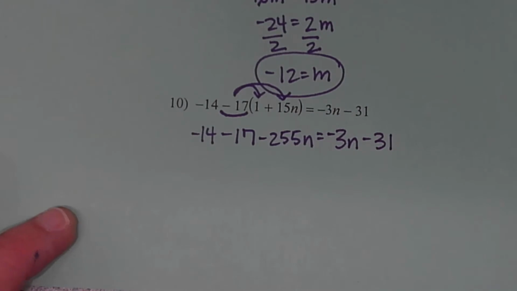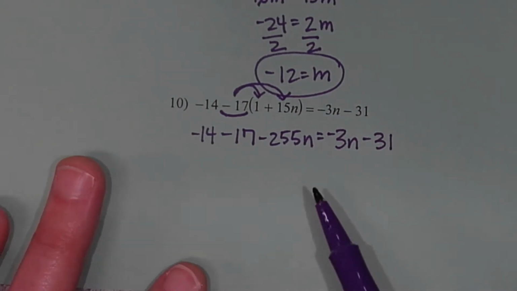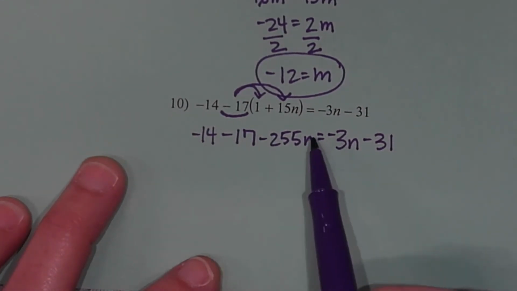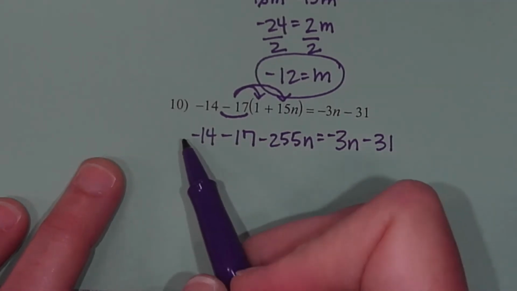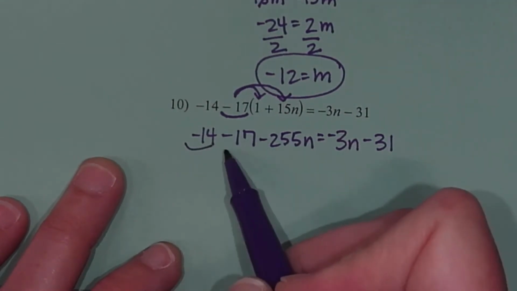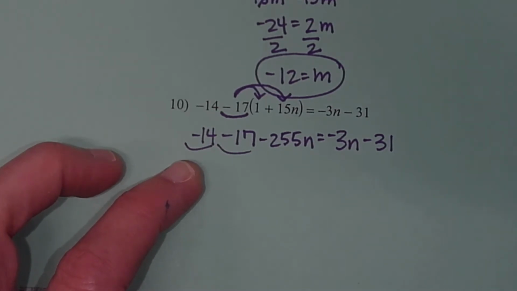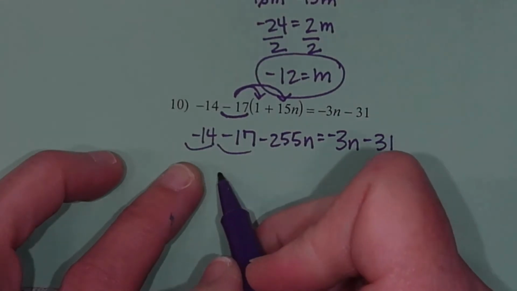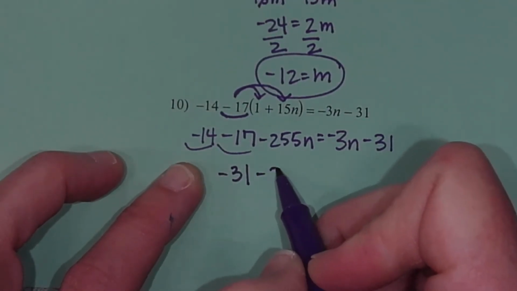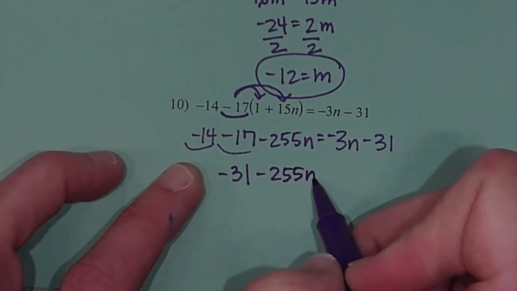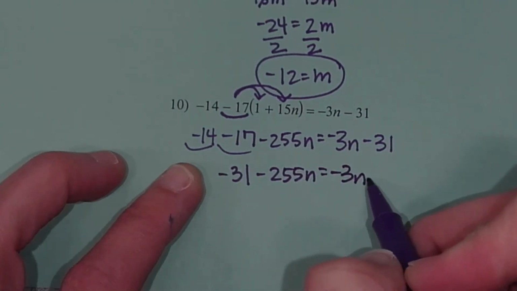Okay, now looking over it again, is there anything on the left side that we can combine, like terms? Looks like we can actually combine the negative 14 minus 17. Well, go figure. We're going to combine those after all. So negative 14 minus 17, I'm using my calculator over here, and we're getting negative 31. Minus 255n equals negative 3n minus 31.